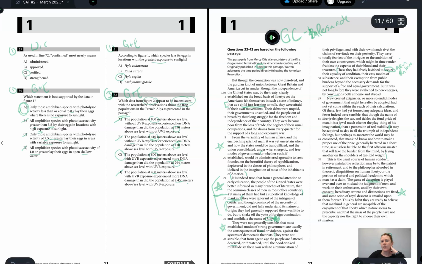Let's see. These they had freely lavished to secure their equality of condition, their easy modes of subsistence, and their exemption from public burdens beyond the necessary demands for the support of a free and equal government. Okay, so that beyond the necessary demands, maybe? They worked real hard, but then they feel like they got their exemption from public burdens beyond the necessary demands, and we do have this idea of government. Okay, so maybe. It's definitely enough to hold on to.